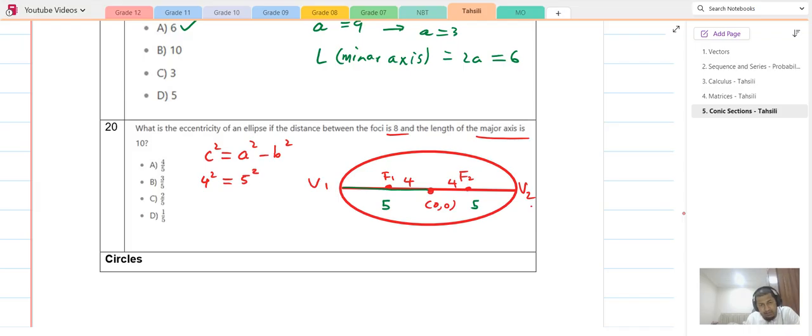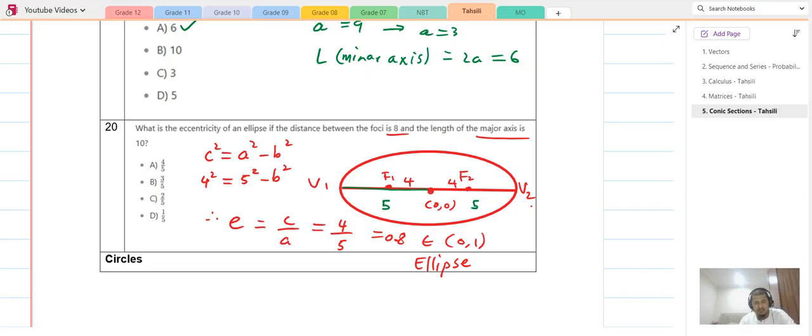Alright, so we already have c and a, so there's nothing to do here, no need to solve for b, right? So therefore eccentricity is just c over a. C is 4 and A is 5, so 4 over 5, or you can say 0.8. You can see that this value, 4 over 5, which is 0.8, is between 0 and 1, so it's an ellipse. That's how you classify using eccentricity what type of conic section this is.